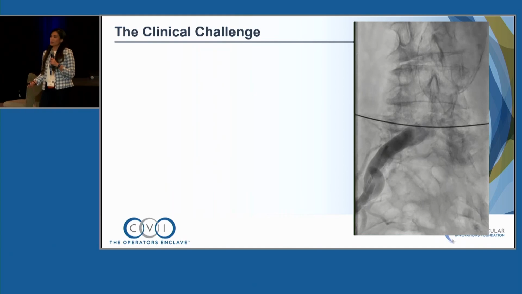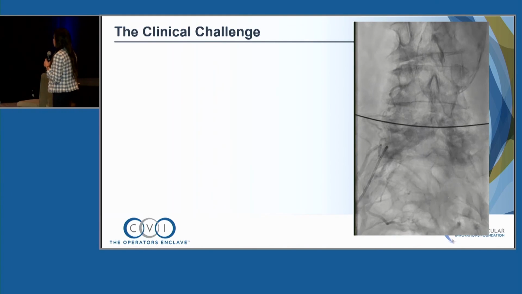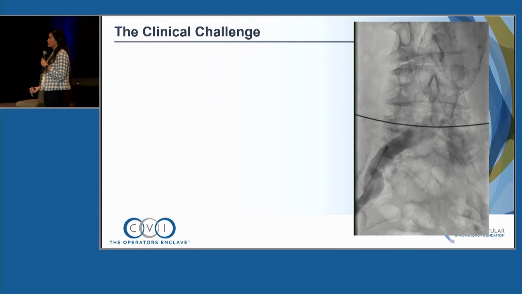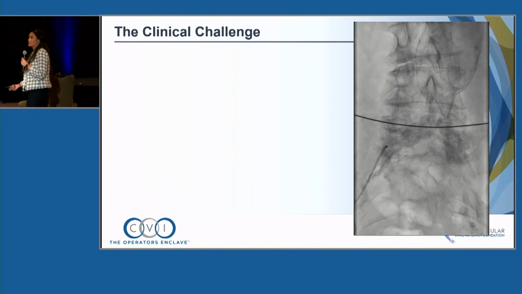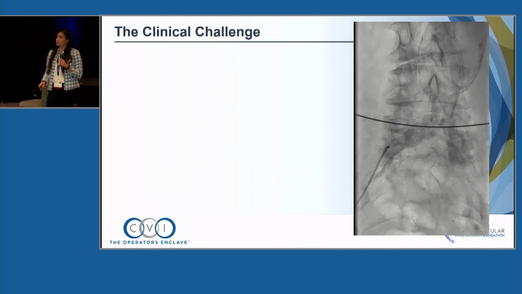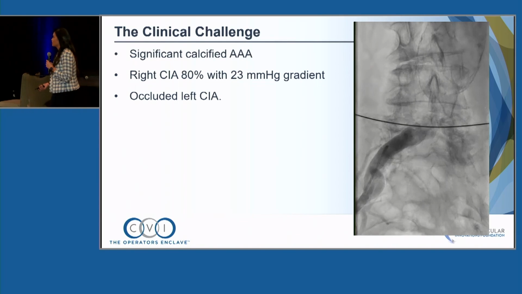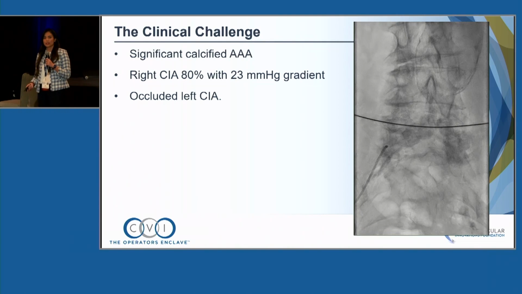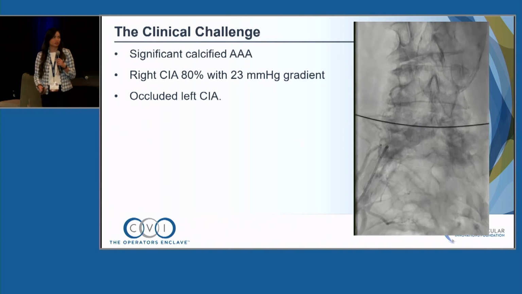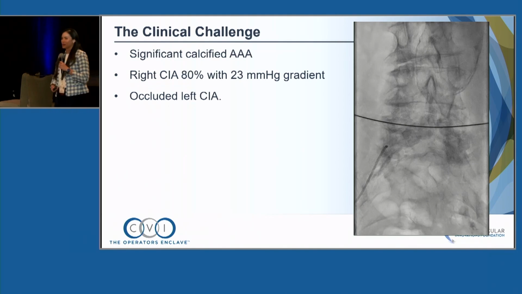So before we tackled her AAA and bilateral iliac artery disease, we wanted to rule out carotid disease, and luckily on her carotid angiogram, she had just mild disease bilaterally. Using our common femoral access for that procedure, we did perform a limited angiogram here, which confirmed that she had a significantly enlarged calcified AAA, a right common iliac artery 80% stenosis with a 23 millimeter gradient, and what appeared to be an occluded left common iliac artery.